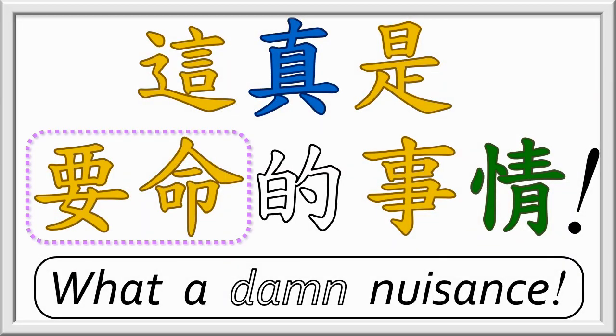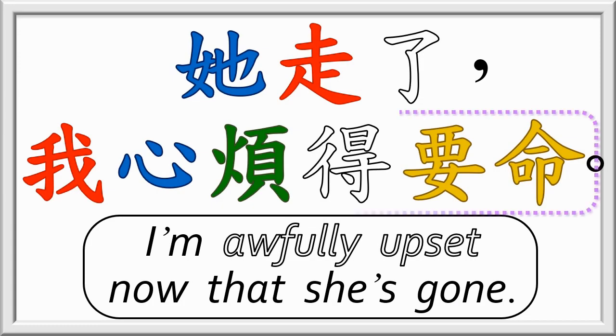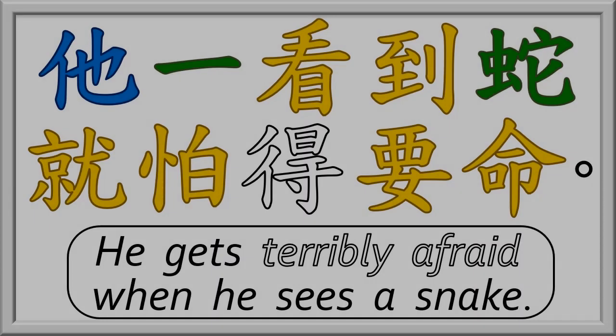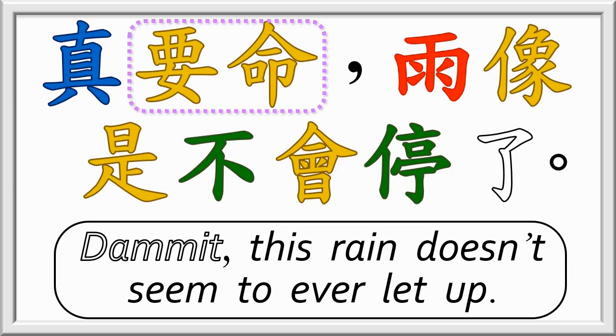这真是要命的事情. What a damn nuisance. Or, what a bloody nuisance. Literally, it's about to take my life. 她走了，我心烦得要命. I'm awfully upset now that she's gone. Because I still need her for whatever reason. 他一看到蛇就怕得要命. He gets terribly afraid when he sees a snake. 真要命，雨像是不会停了. Damn it, this rain doesn't seem to ever let up.